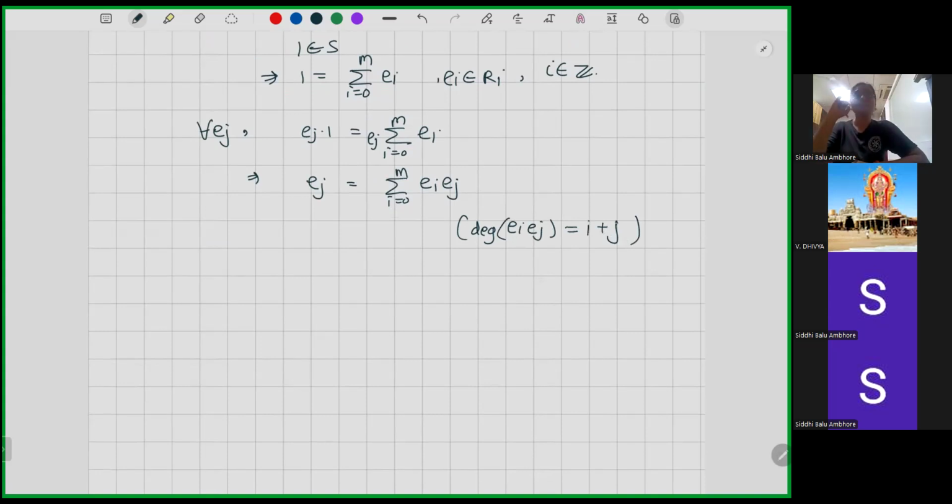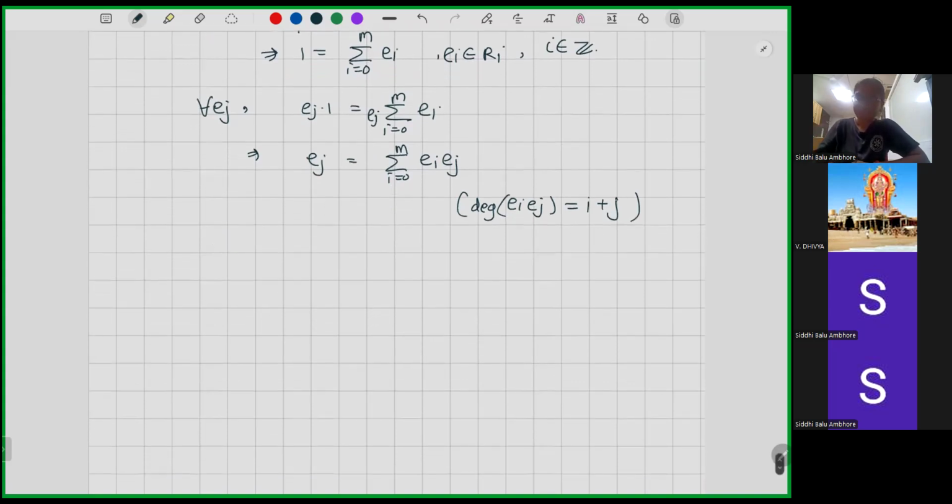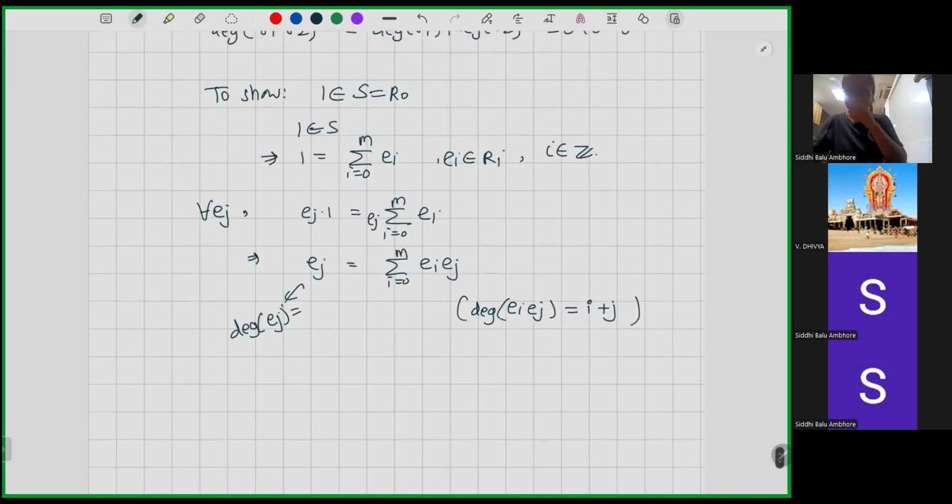Okay, and so here this is degree J element, degree of EJ is here, let me show you. When I say this, it means degree of EI is I. So degree of EJ is J. And here I am getting degree of each element EI EJ to be I plus J.